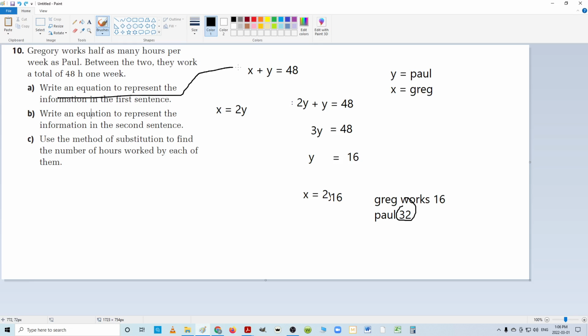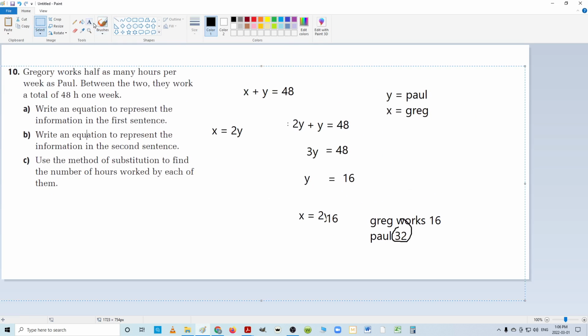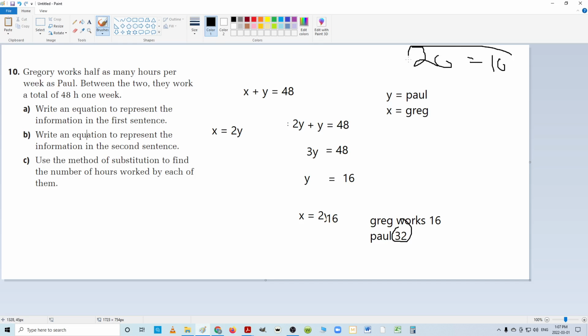Write an equation to represent the information. We just did. Use the method of substitution. We just did. So you got to sort of stretch your mind, but if you start thinking with pure numbers at first, so if Paul's working 20, Greg's working 10. You can see right away those don't add up to 48. So you could just start fiddling around and say, okay, let's say 26.